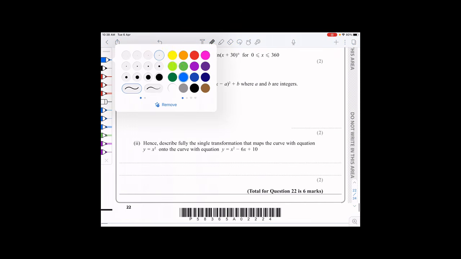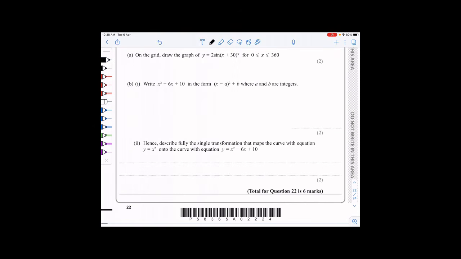In B, we need to write down x squared minus 6x plus 10 in the completed square form. So it's going to be x minus 3 squared, half of the coefficient of x, minus 3 squared plus 10, which is x minus 3 squared plus 1.